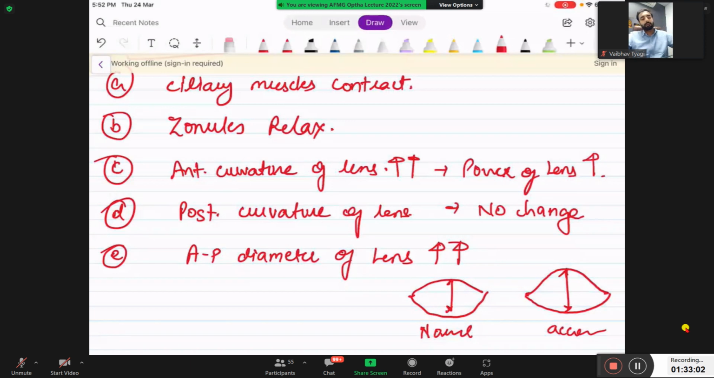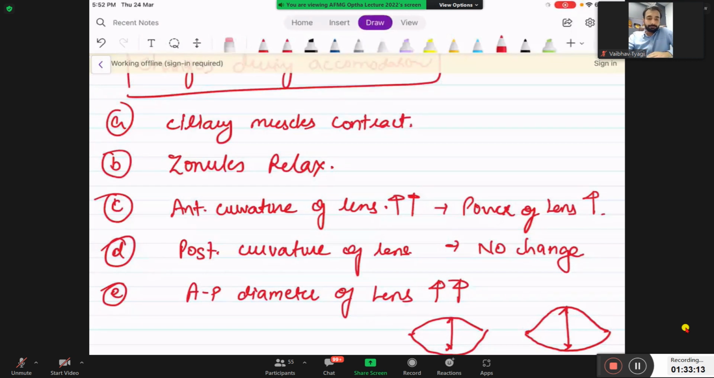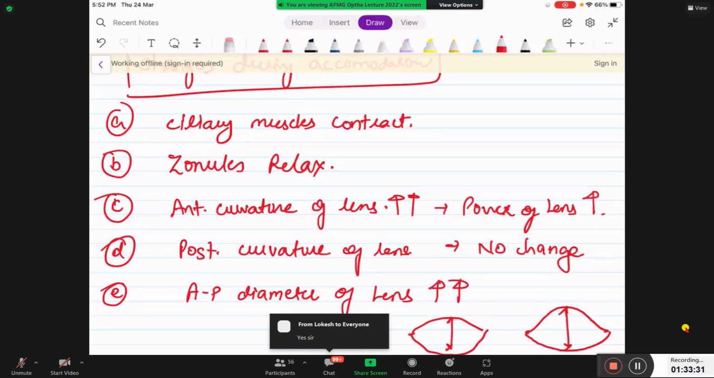Remember, accommodation comes into action only for near vision and not for far vision. This much is clear? Yes or no? Is accommodation clear? Yes or no in the chat box? Great. So this is the natural power of our ciliary body to focus on near objects.